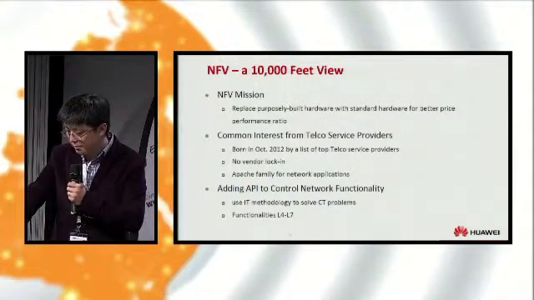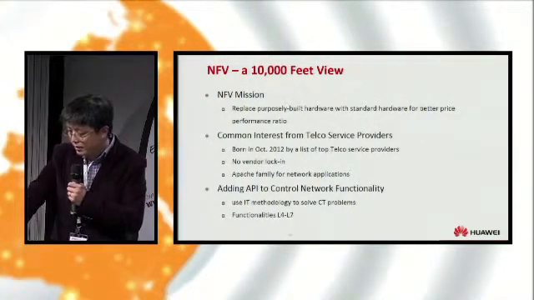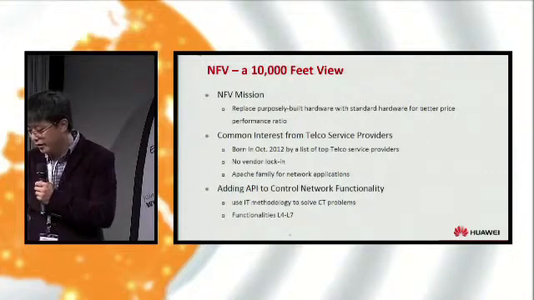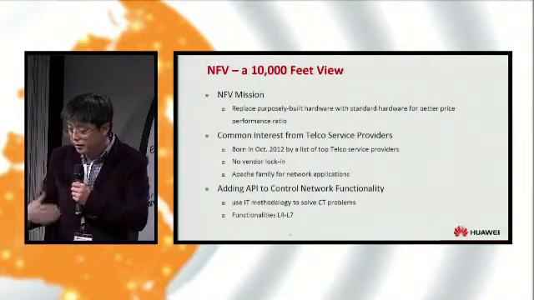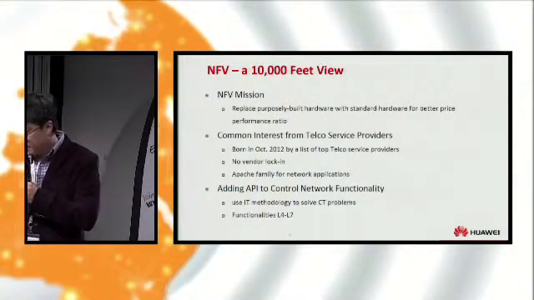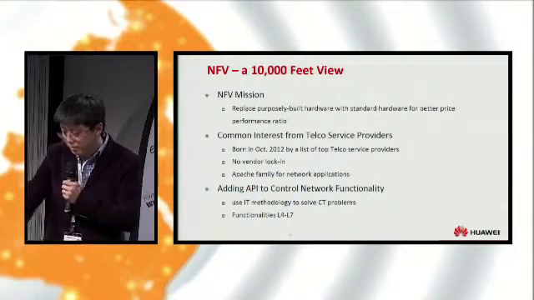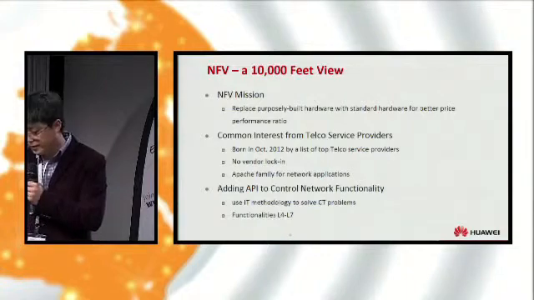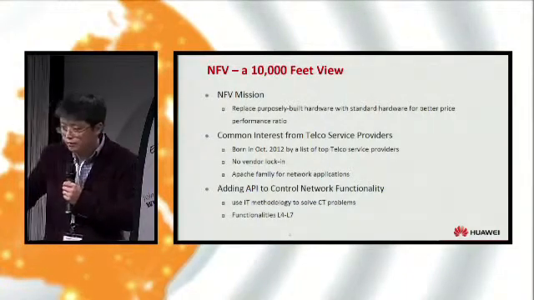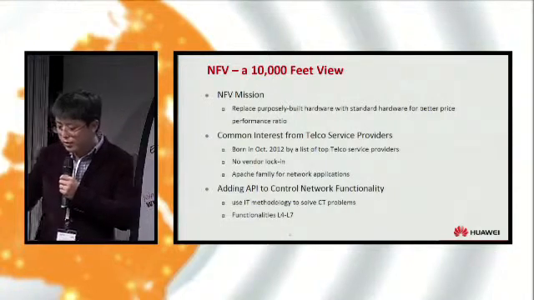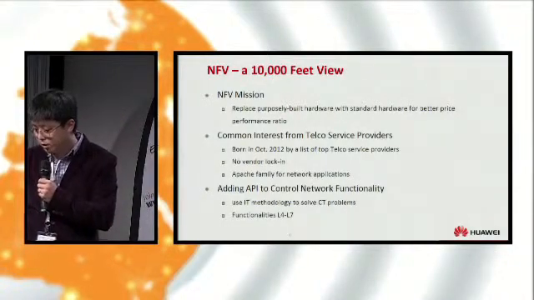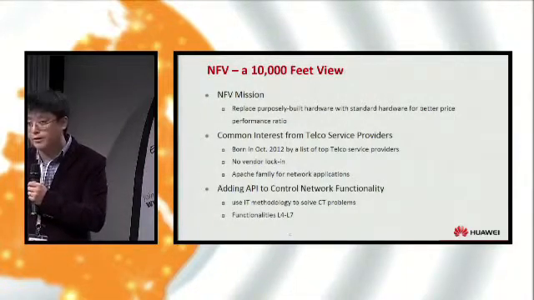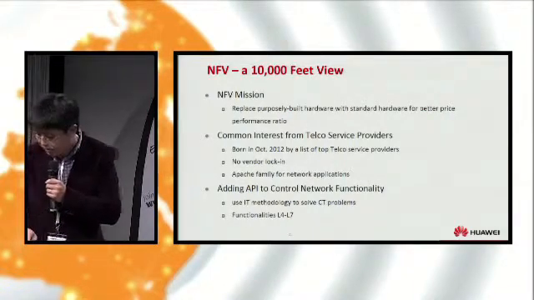It is organized by a list of top telco service providers. Also, there is no single vendor lock-in. I would think this could be the Apache family in the networking application space. Again, it adds an API to control the network functionality. I believe this is the vendors' vision that we want to use IT methodology to solve the CT problem. The network functionality, normally, we are talking about layer 4 to layer 7 network applications.